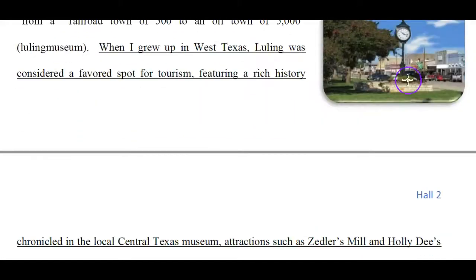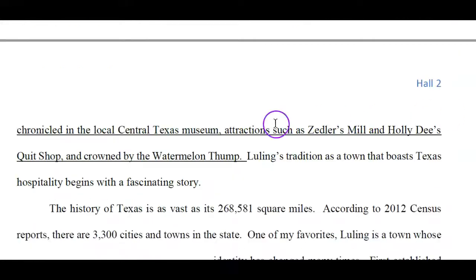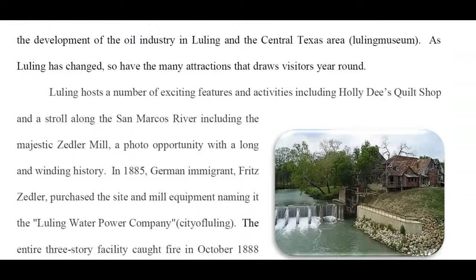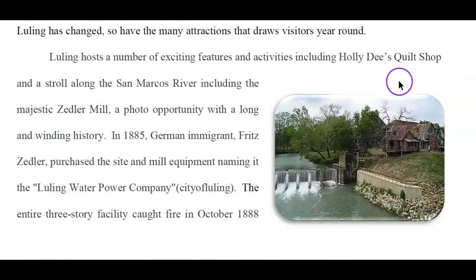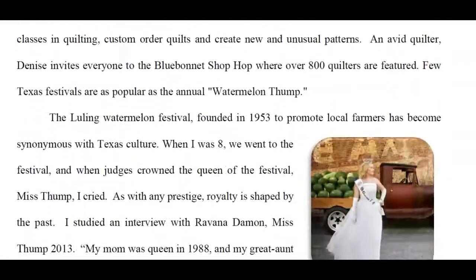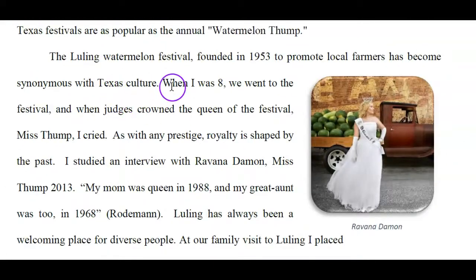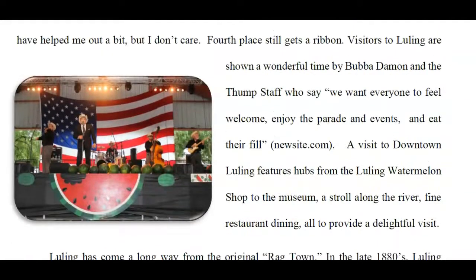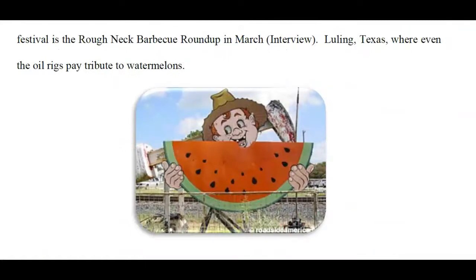The reader knows that the next paragraph will be the rich history, followed by the attractions, followed by the watermelon thump. And as we go through, there it is, the history, followed by the attractions, Zedler's Mill and Holly D's quilt shop, followed by the watermelon thump, and finally the conclusion. See? Now let's look at one that's a little bit more complicated.